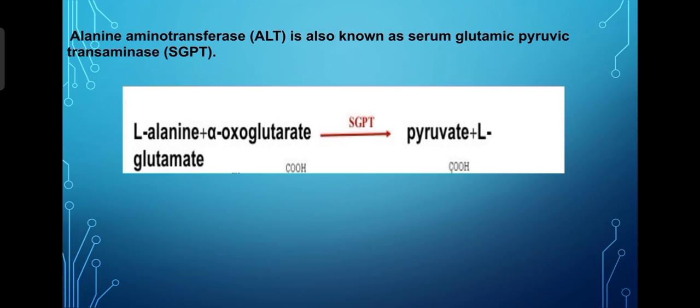So let's know about SGPT. SGPT is also called as ALT, that is alanine aminotransferase. Here you can see in the reaction, L-alanine reacts with alpha oxoglutarate to form pyruvate and L-glutamate. This reaction is catalyzed by SGPT. As I have told you, SGOT and SGPT both help in the exchange of amino and oxo group between the alpha amino acids and alpha oxo acids.